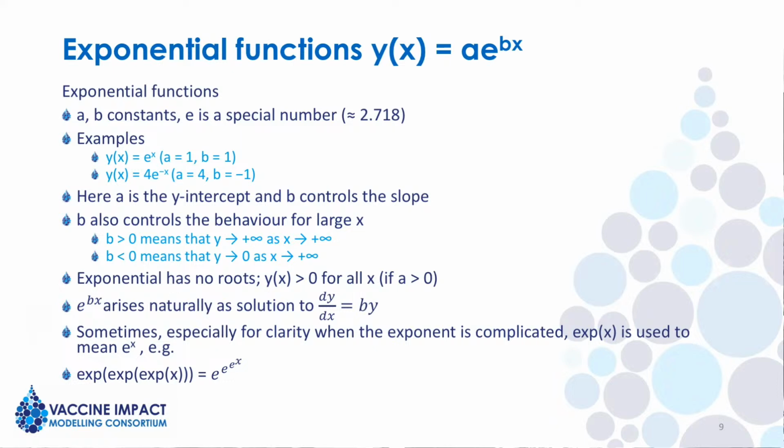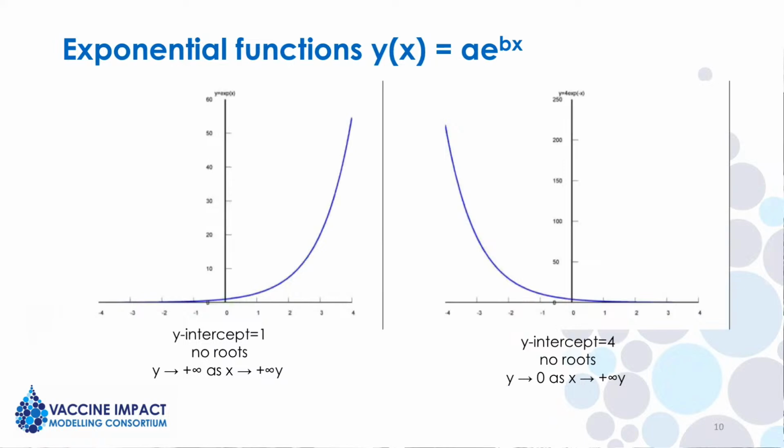Okay. As with all of these things, it's a bit easier to see on a graph how it's behaving. So here we've got y is equal to e to the x, or exponential x. We're crossing the y-axis at 1, so our a here is 1. And because we've got a positive b, we've got this exponential growth. So as x gets very large, y gets very large.